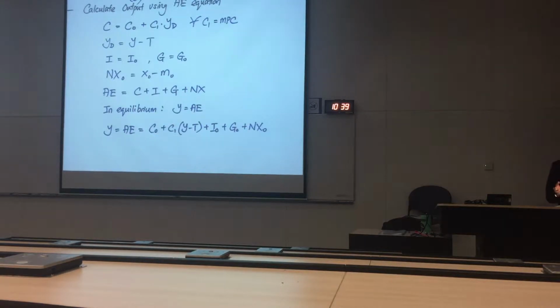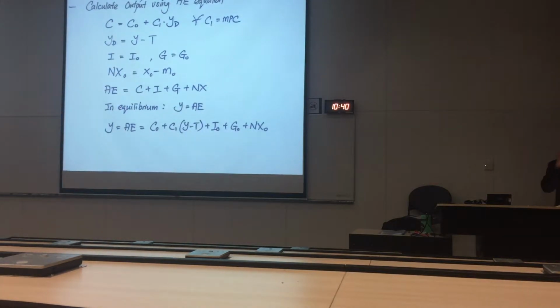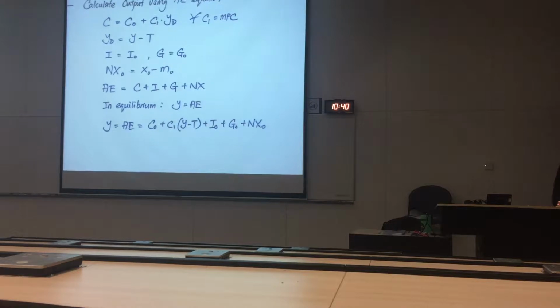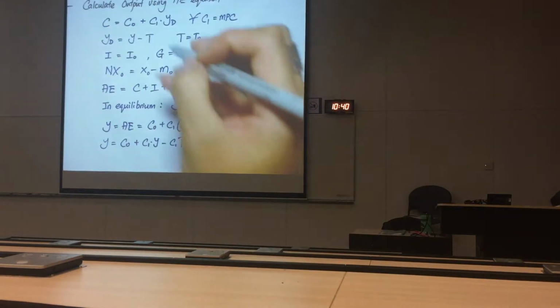So I'm just saving some time here. Straight away, evoke the equilibrium equation. Y equals AE, but AE is C, I, G, and X. I've taken all of the components and put them all in. So the rest of this is just mathematical manipulation. Let's assume T is T0.